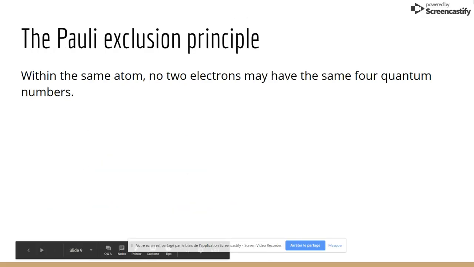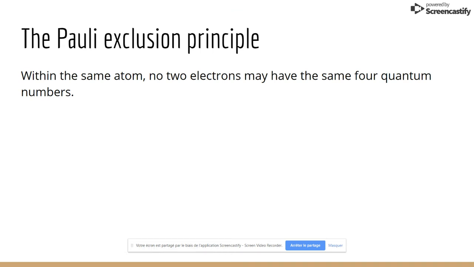That brings me to the Pauli exclusion principle, which just states that within the same atom, no two electrons may have the same four quantum numbers. So let's say that you've got an electron that is in n equal to 3, l equal to 2, m sub l equal to 2, and m sub s equal to +1/2. Then there cannot be any other electron within the atom that has those same quantum numbers. More on that a little bit later.